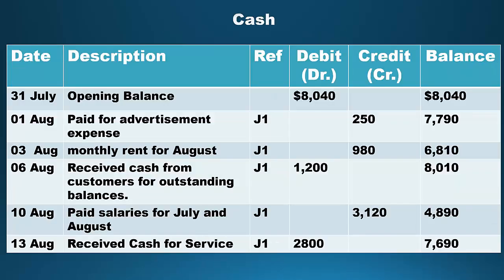Posting to the ledgers. Cash ledger. 1. Date, write the date, August 13. 2. Narrative, add the narrative, received cash for services performed during August. 3. Reference, include the journal reference, J1. 4. Amount, enter $2,800 in the debit column. We debit cash because the company is receiving money, and increases to cash are recorded on the debit side.